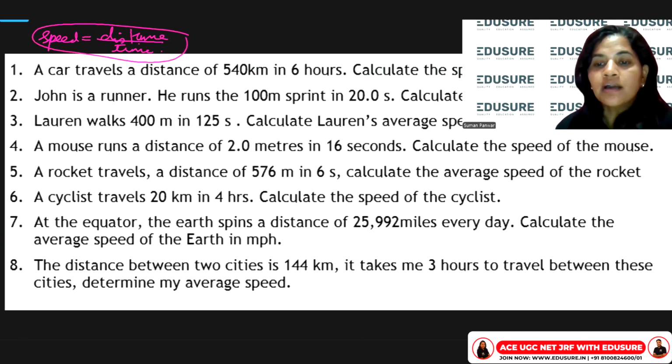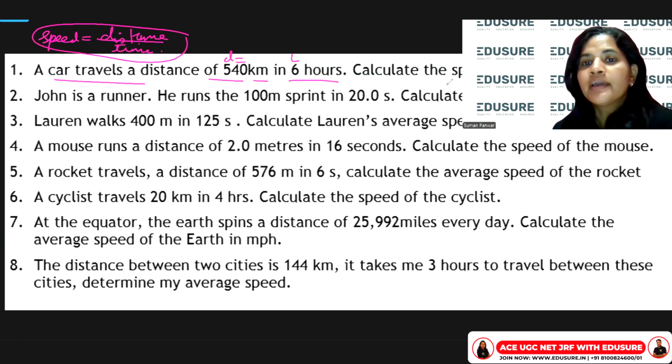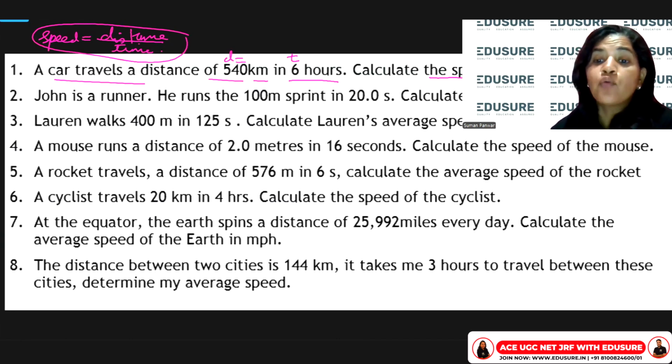Okay. Now let us start with some very simple questions. A car travels a distance of 540 kilometers in 6 hours. So this is your distance, this is your time. Calculate the speed of the car. So the speed of the car is distance upon time. So that is 90. Now what is the unit? You have to be very careful. Distance is in kilometers and time is in hours. So the unit will be kilometer per hour.